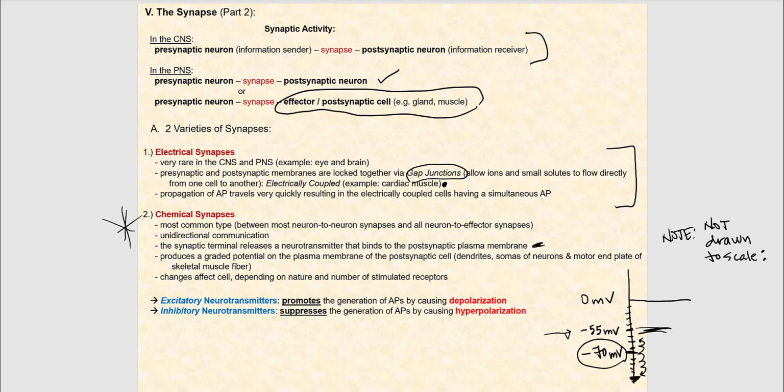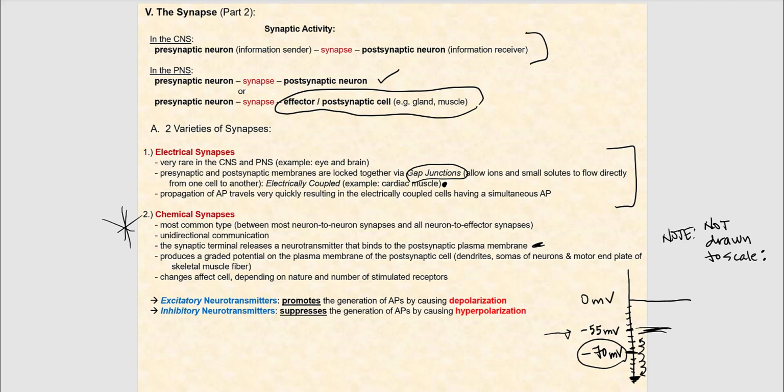So this all boils down to the type of ligand, the type of chemically gated channels that will open in response to the specific neurotransmitter, all right? Because once again, we are looking at plasma membrane of dendrites, plasma membrane of somas, so you need to think chemically gated, right? Not voltage gated.